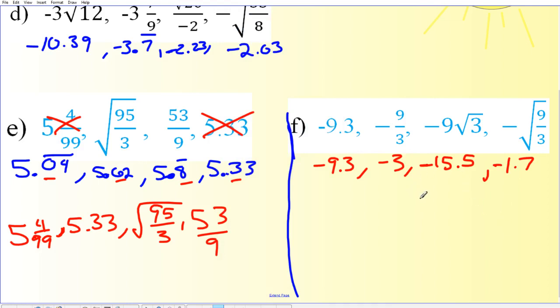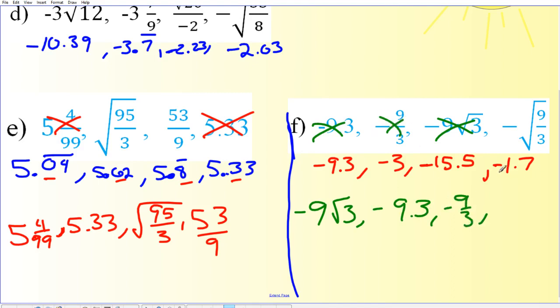All right. Four numbers. They all have different whole numbers, which makes this very easy. The only thing that makes these trickier is they're all negatives. So you've got to know that negative 15 is the smallest because it has the most negatives. So we have negative 9 square root of 3 is the smallest. Then we have negative 9.3 is the next. Then we have negative 3 or negative 9 over 3. And then finally, negative 1.7 is the closest to 0, which makes it the largest of these numbers.